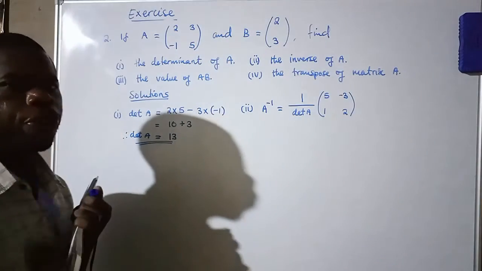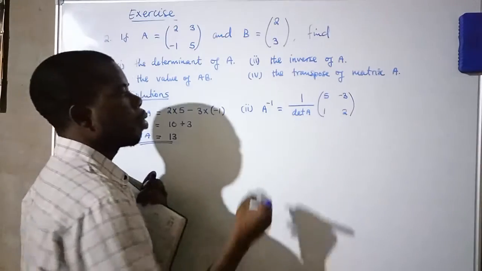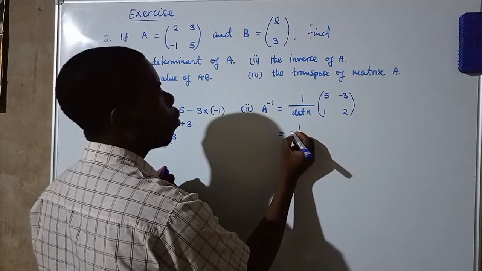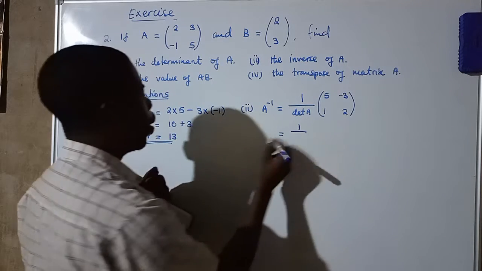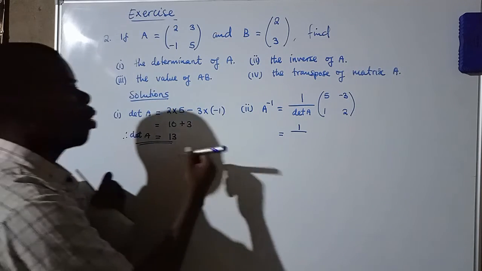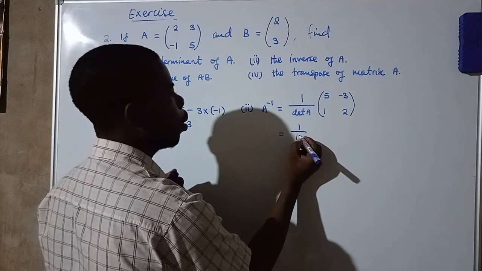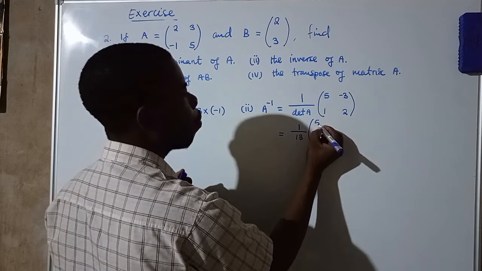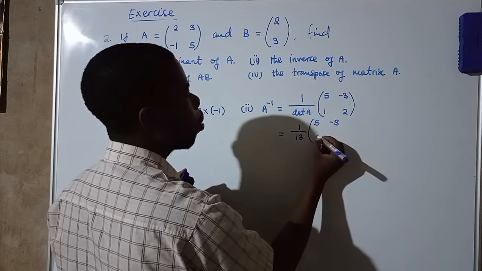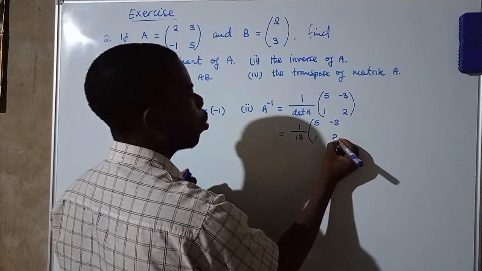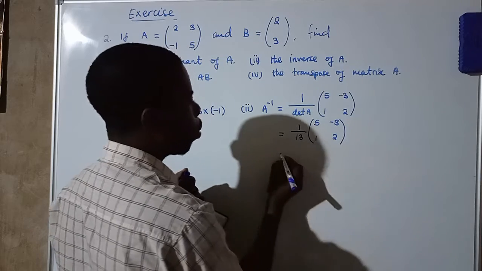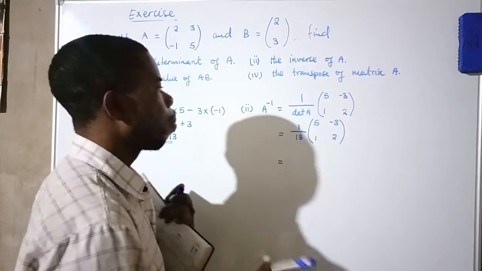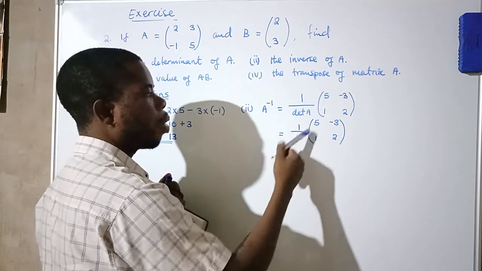That is how we find the inverse. Then you say equals 1 over the determinant of A, which we have found here to be 13. So we just plug in 13 there. Then we open brackets and write 5, negative 3, 1, 2. Then from there you say equals, you now multiply the value here times this.